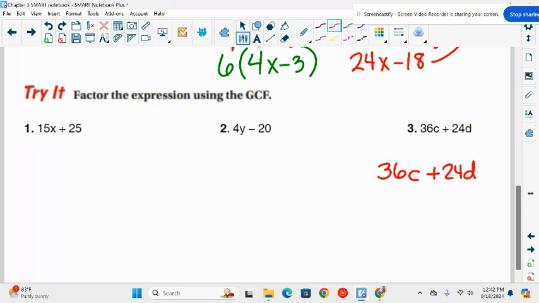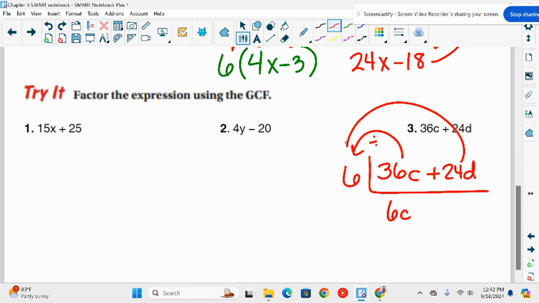So I got 36C plus 24D. What did you start with? 12. Somebody started with 12 and I started with 6. Okay. So 36 divided by 6 is 6C. And 24 divided by 6 is positive 4D.